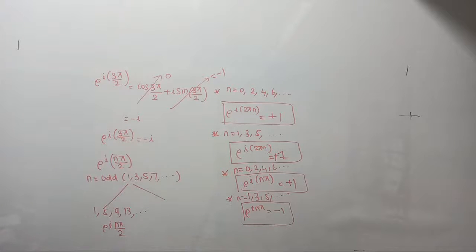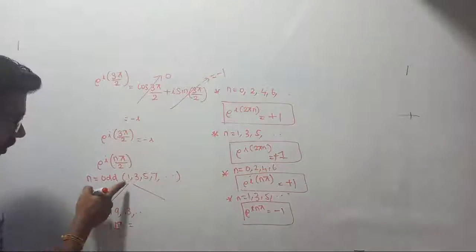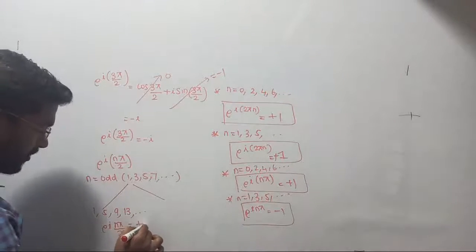Please wait, let me check it once. Yeah, that is visible, I think. So e power i n pi by 2, right? So that is equal to what? If I consider n = 1, 5, it is going to be equal to plus i.